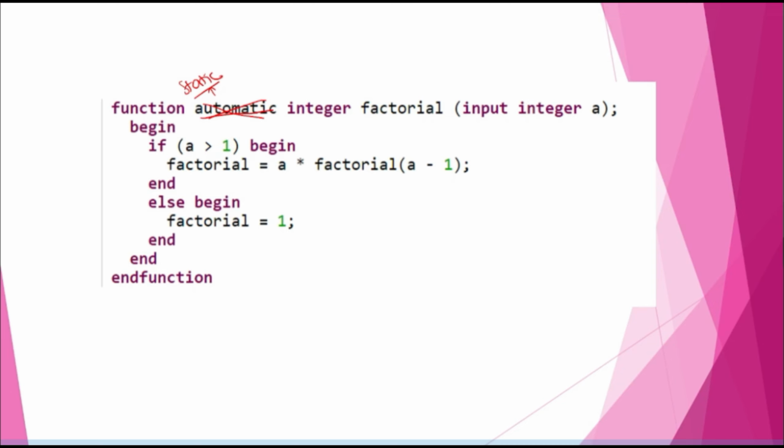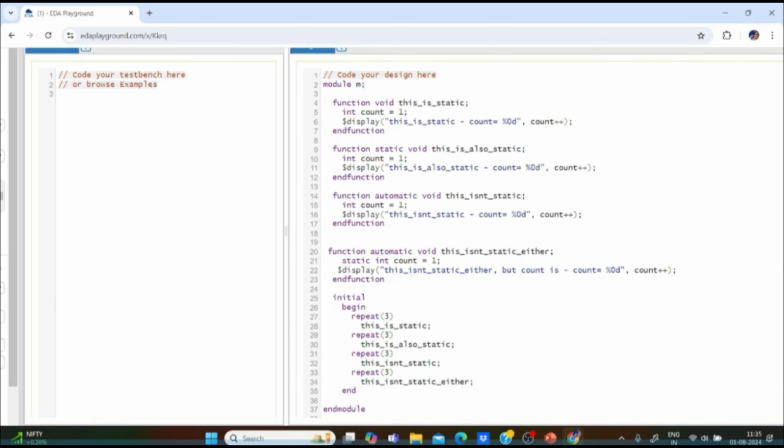Hope you got an idea on what static and dynamic functions are. But to make this much clearer, I'm going to explain it with an example so that you will remember it forever. Clear? Just give me a second. This is my code. In this code, I have written four functions: this is my first, second, third, and fourth function.